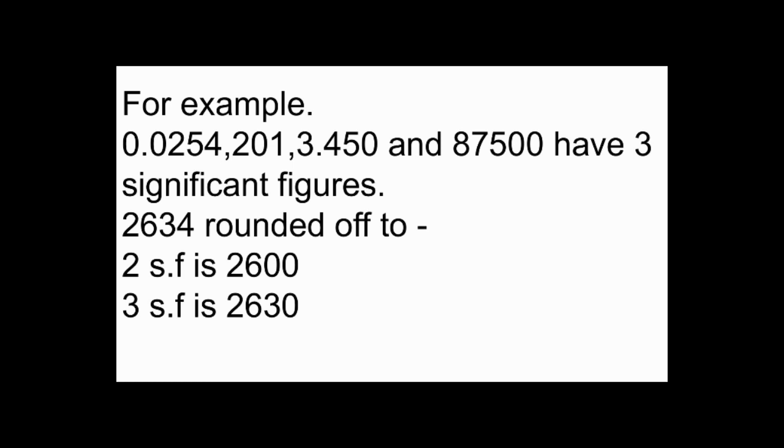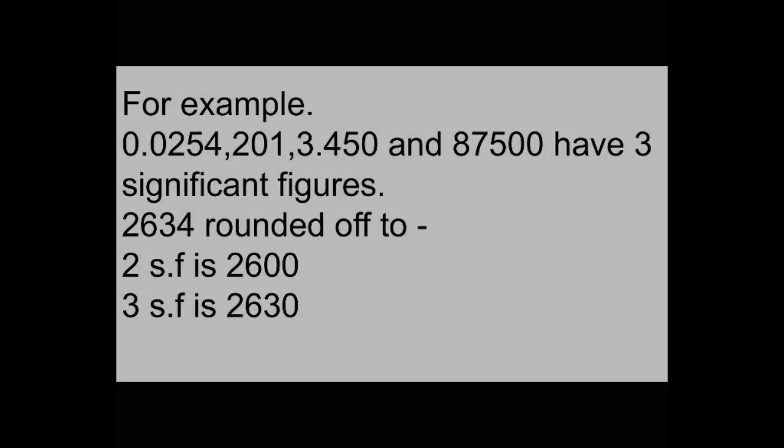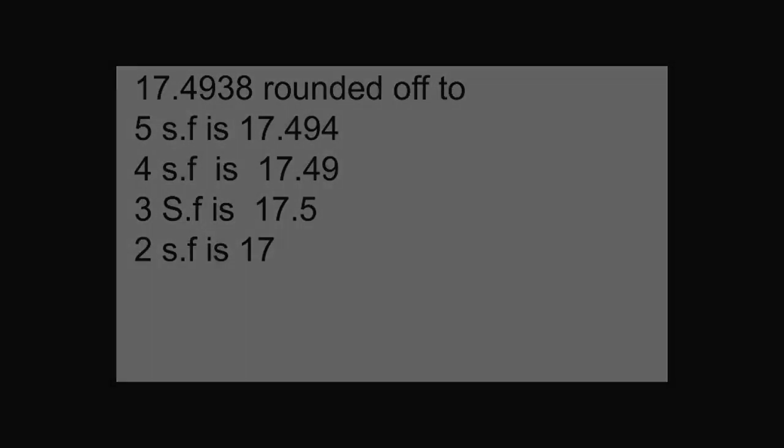Now in 3 significant figures, we shall pick the first 3 digits, that is 2 6 3. Check the last one. Can it round up a number here? No, it cannot, because it is less than 5. Therefore, we replace it with a 0.